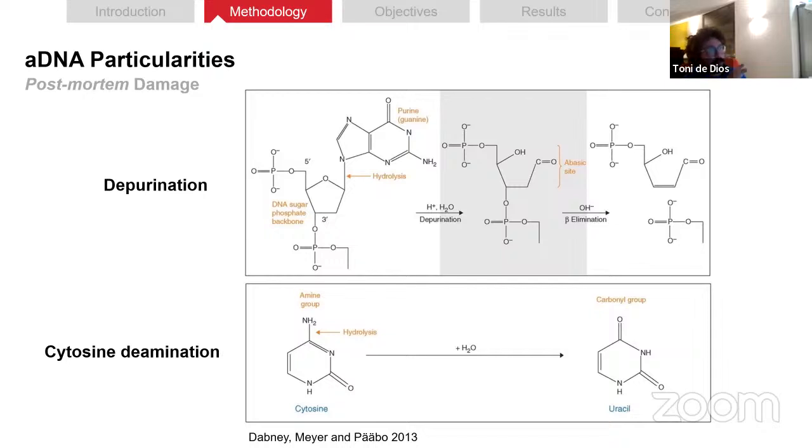So this is good from one point of view, because you can use those damage patterns to differentiate truly ancient DNA from contamination in your sample. But at the same time, if you're trying to do variant calling and analysis with the genotypes of the things that you have sequenced, it can hinder those analyses because you're getting SNPs that are not really there. They are just damage at the end of the reads.